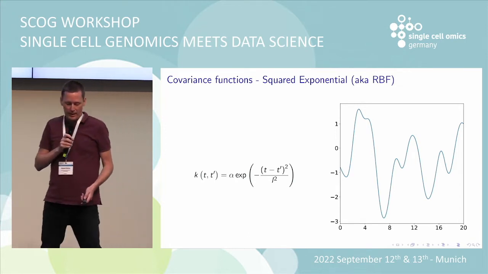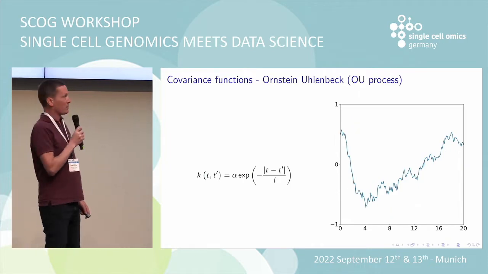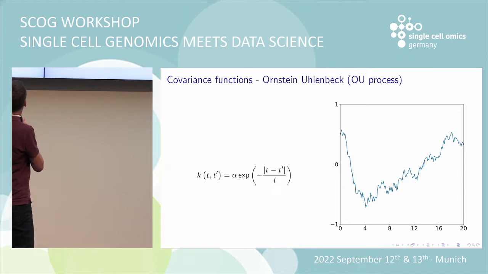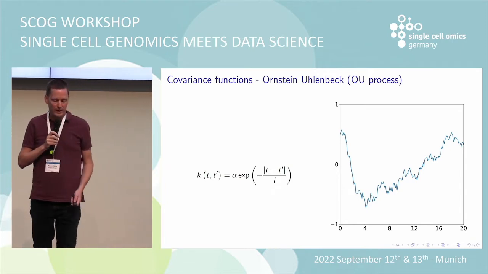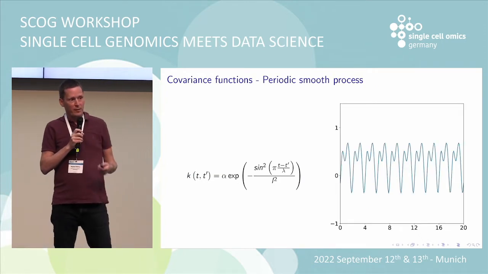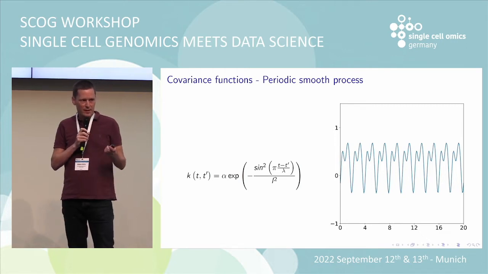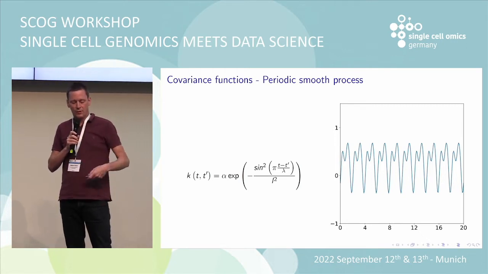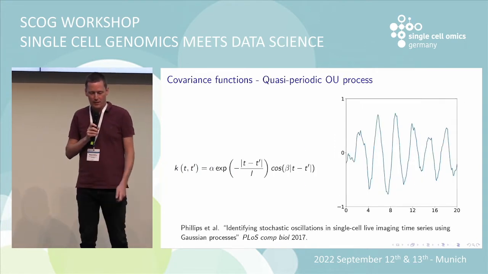But I could equally have something more stochastic. So here I've got Ornstein-Uhlenbeck process, and then I get rough samples from the Gaussian process. I can put in periodicity. So here I've got smooth, perfectly periodic samples. So these are random samples. So if I draw another one, it's going to look different, but it's still going to be periodic.